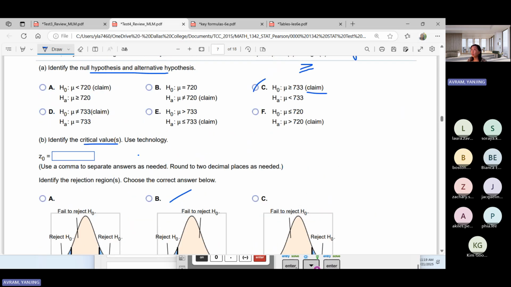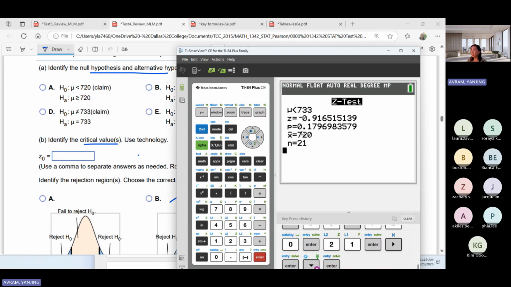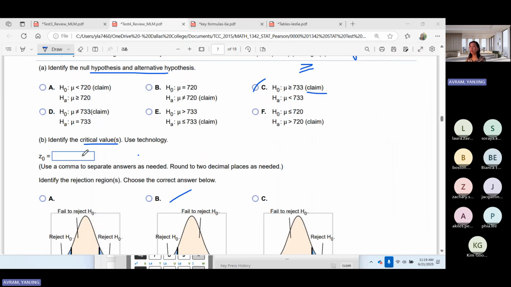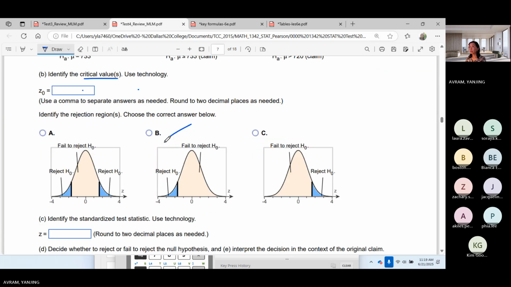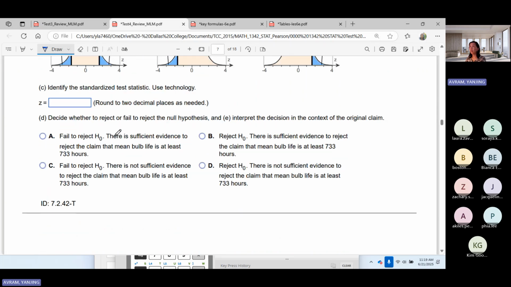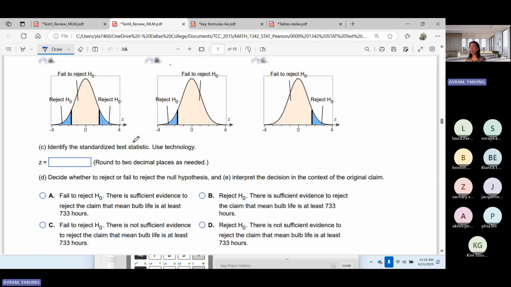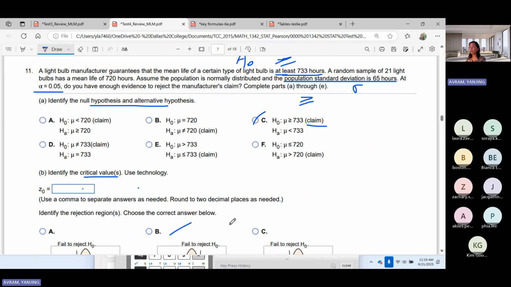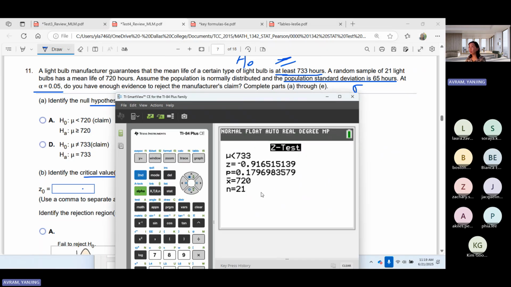Okay. And the good news is if you use the calculator, it's giving you the p-value. This is the p-value that we can compare to the alpha. So p here is 0.1797. Okay, this is our p-value. Let's see how much our alpha is in here. Alpha is 0.05. So that's a good thing with using the calculator, automatically giving you the p-value.